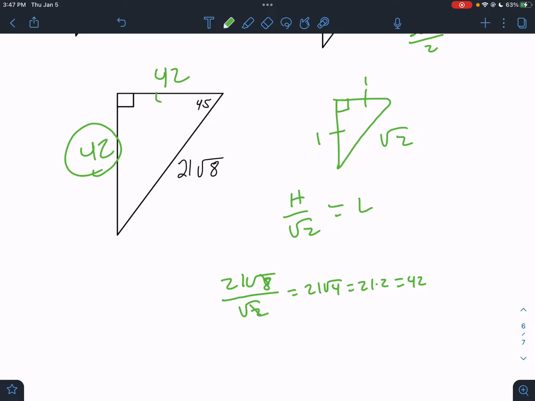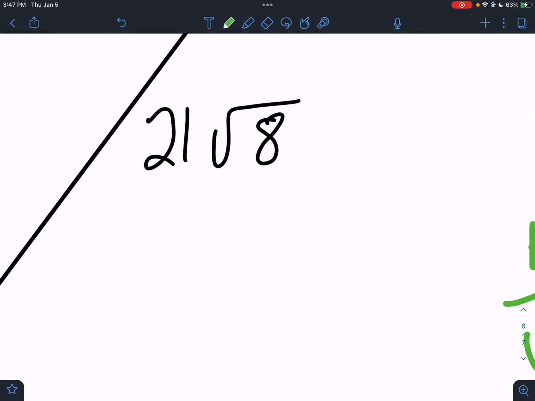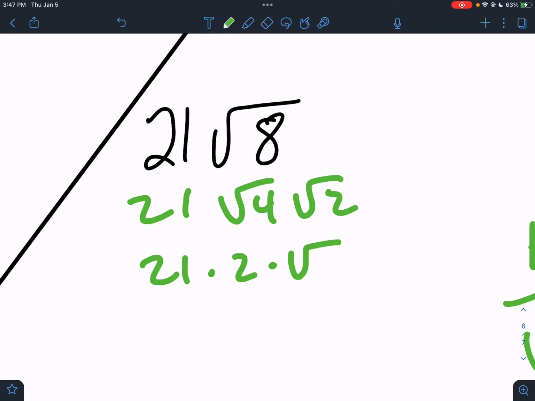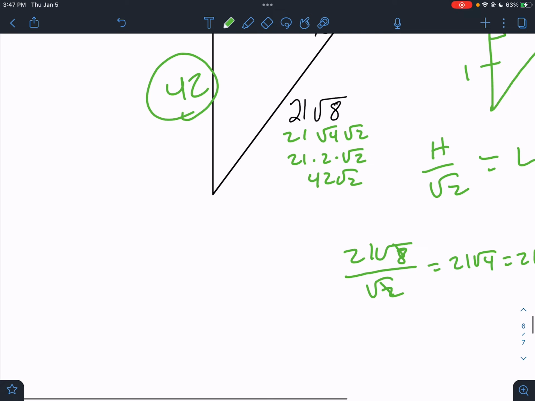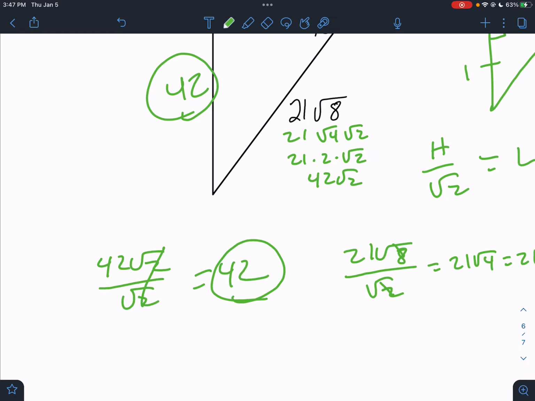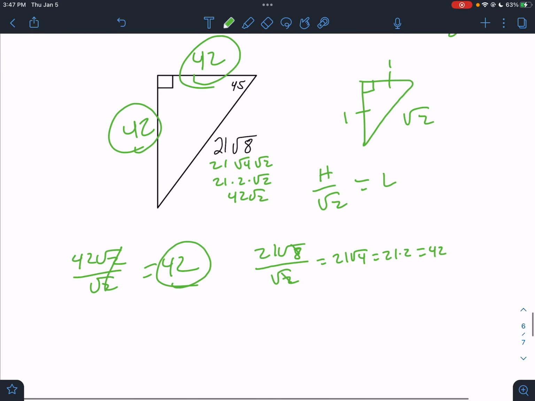There's more than one way to do this. You could have broken down the root 8 and said root 4 times root 2. And then you'd have 21 times 2 times root 2, which is 42 root 2. And if your hypotenuse is 42 root 2, you would have done 42 root 2 divided by root 2. Those cancel out, and you get 42 again. There's lots of ways to get to Walmart. Some ways are quicker than others, but there's lots of ways to do it. As long as you're executing correctly, you're going to be okay.